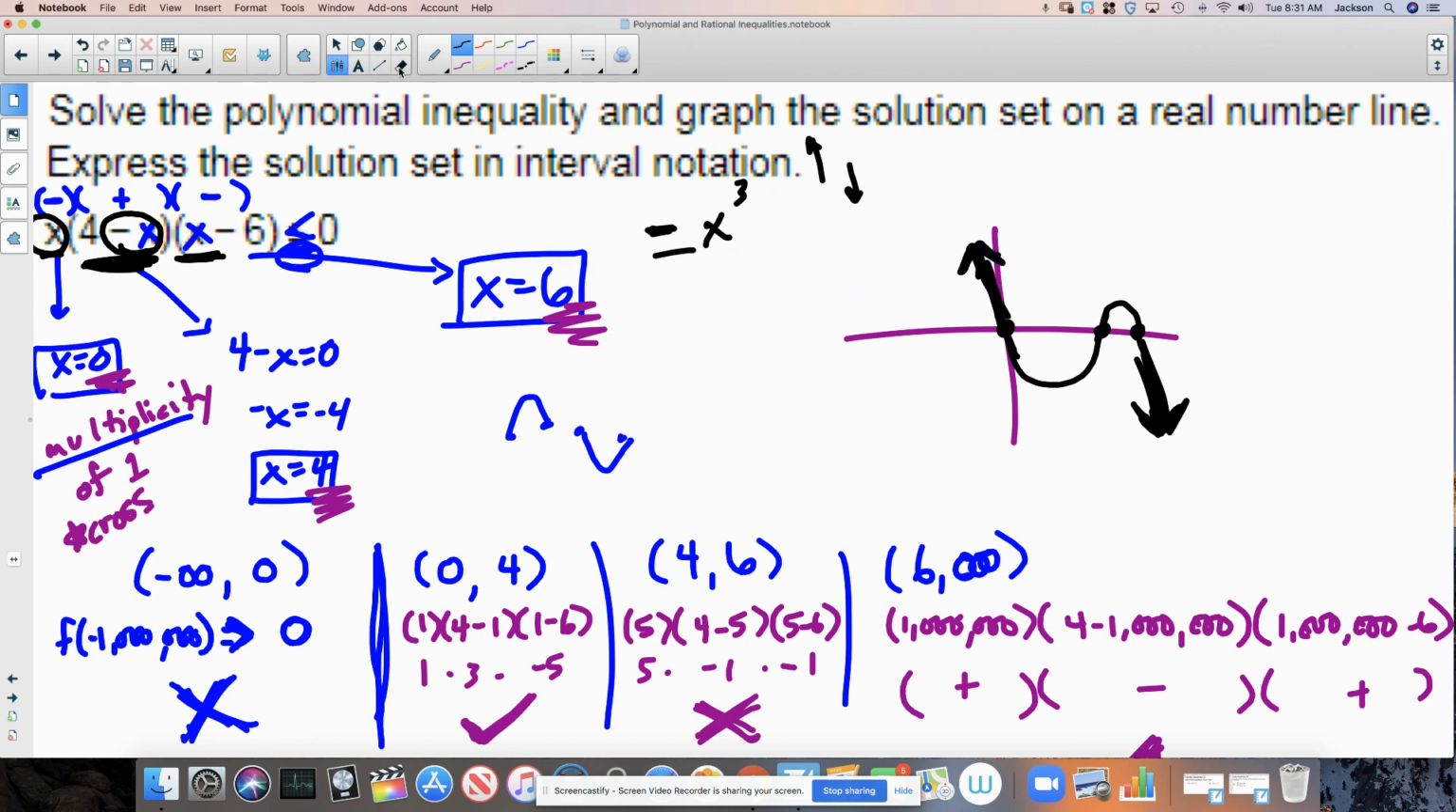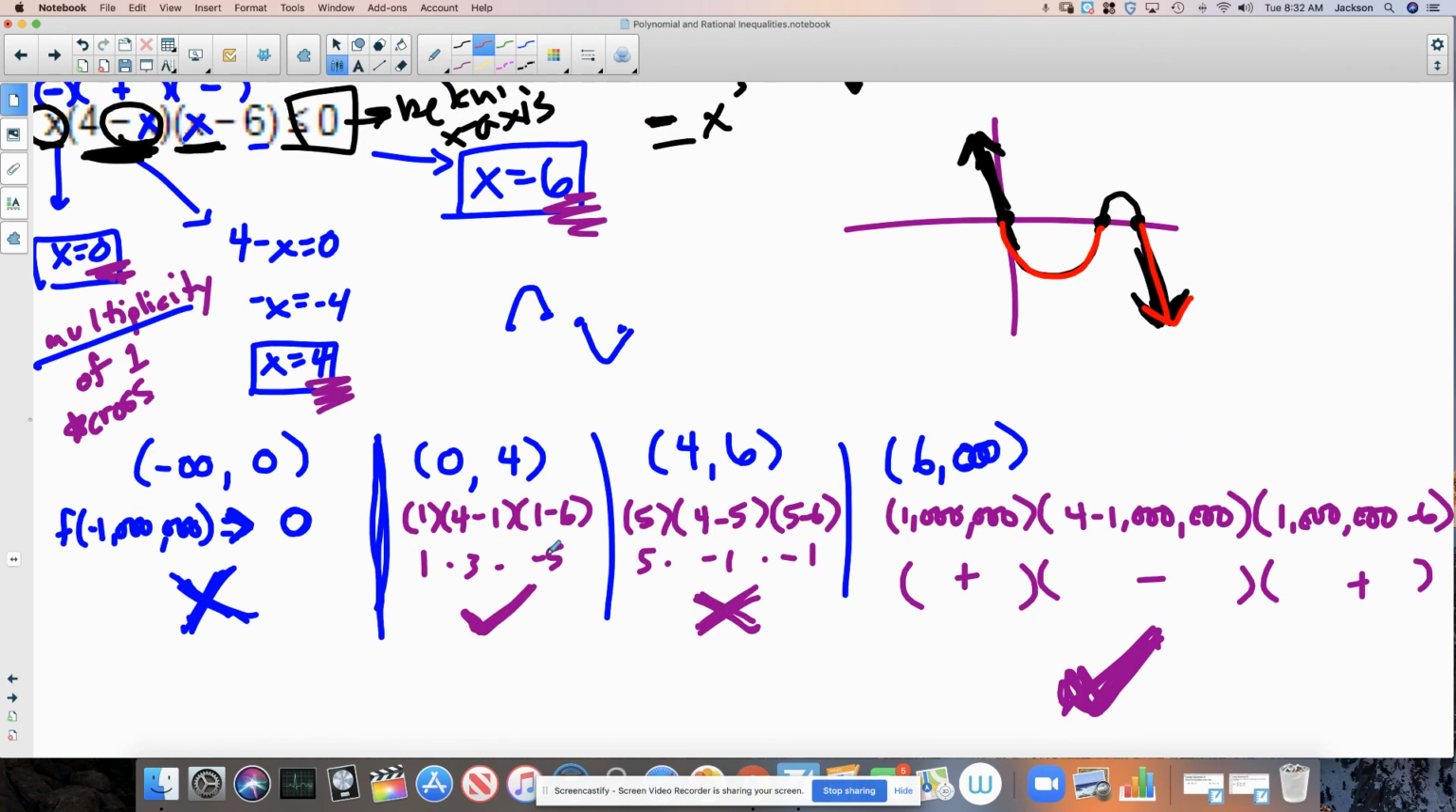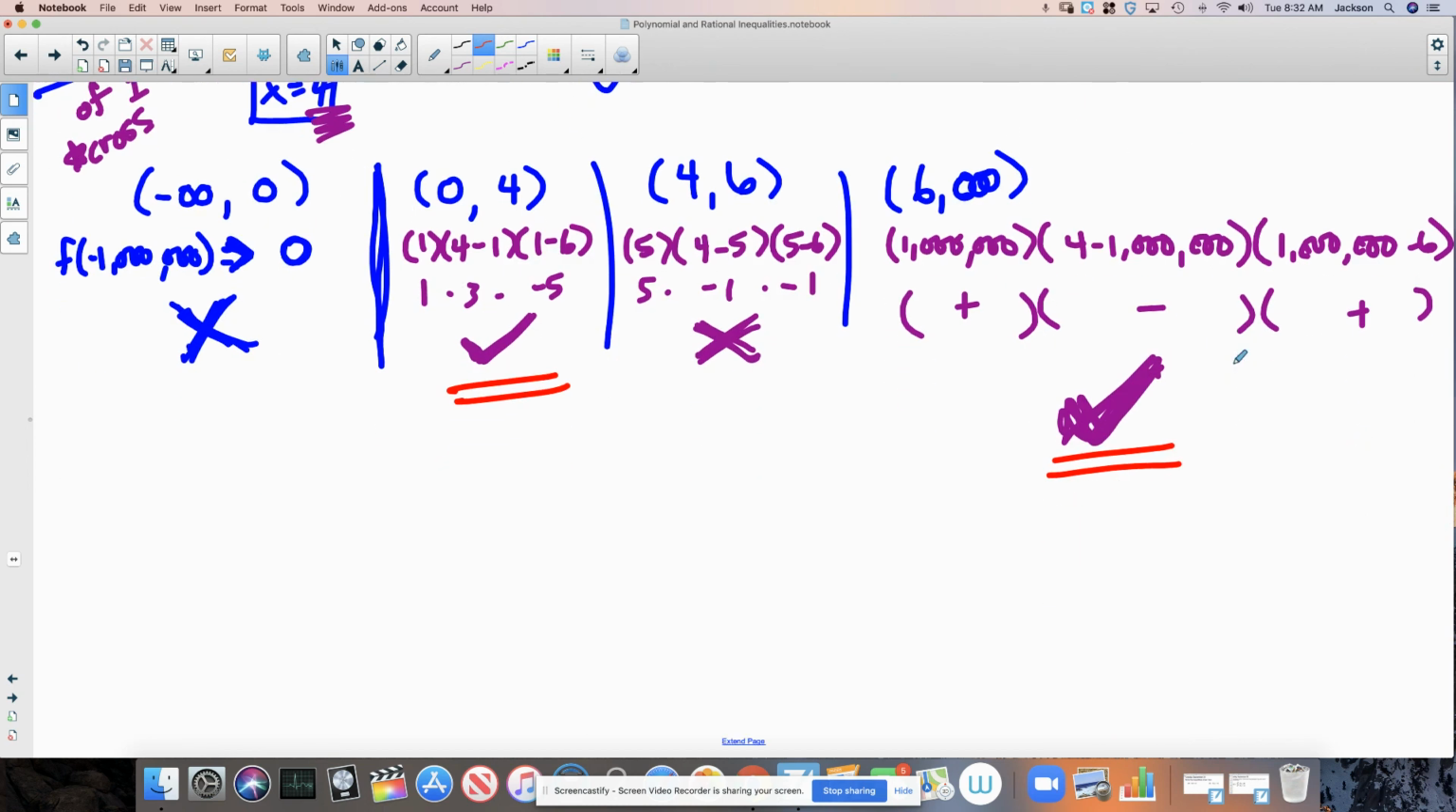Where is this, and this is getting kind of drawn over a lot, but where is this entire function less than 0? Being less than 0 is below the x-axis. So where is this function below the x-axis? Right here and right here, right? And those are the two intervals that I found algebraically by testing, between 0 and 4 and values greater than 6. All right? So they wanted me to express this in interval notation.